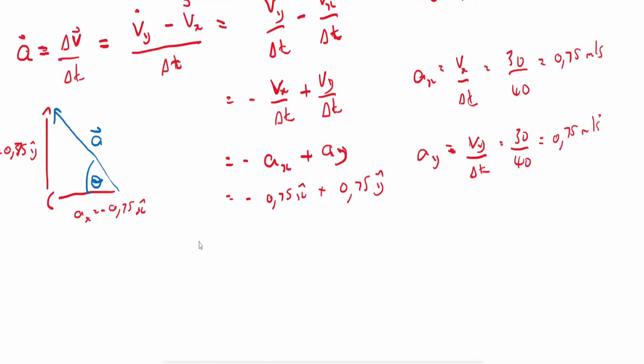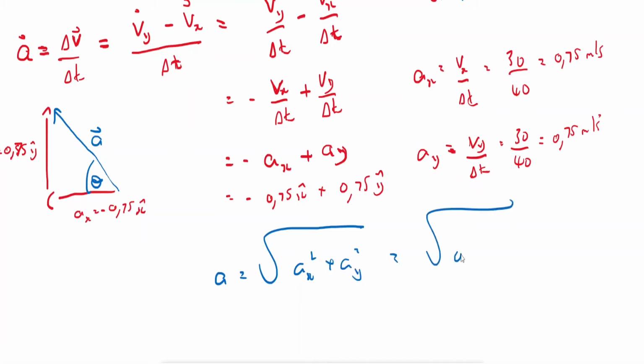All right. So if I want my ay here, my a is just going to be the square root of ax squared plus ay squared, and that is basically 0.75 squared plus 0.75 squared. So this basically becomes 1.1 meters per second squared basically. So that's basically what I have. Okay, that's my acceleration vector.